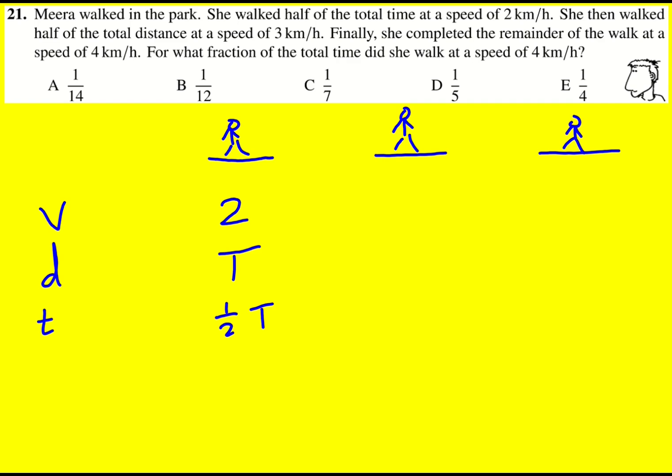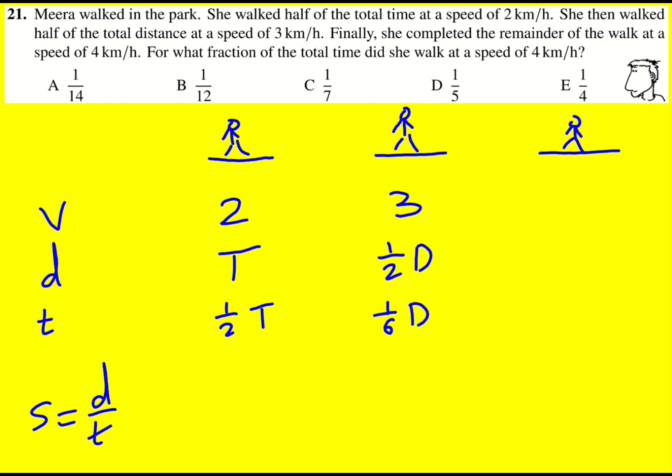Stage 2, walked half of the total distance, so let's say the total distance is capital D, walked half D at a speed of 3. So speed equals distance over time. We said that distance is speed times time. We can rearrange to get time is distance over speed. So a half D divided by 3 is actually going to become 1/6 D. Got a time in terms of the distance here.